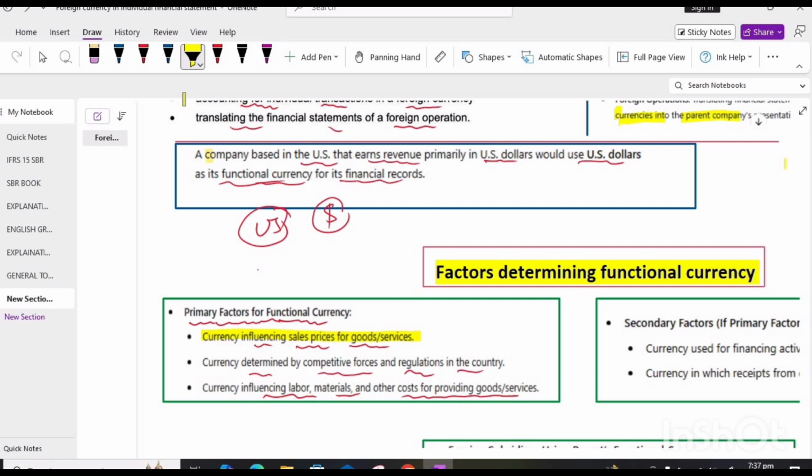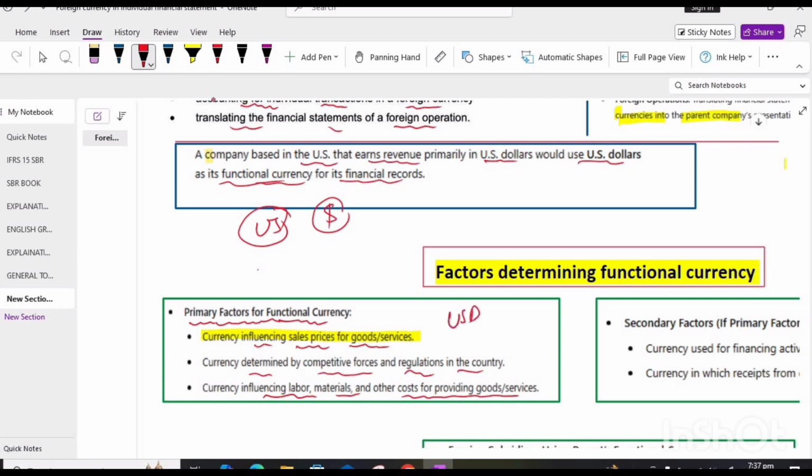For example, say we have a smartphone manufacturer in Germany that exports phones globally but prices them in US dollars because most of its sales are international, and then they are using the US dollar.